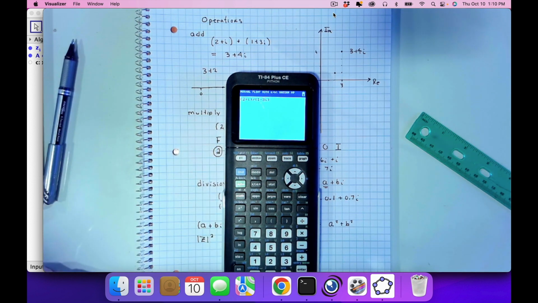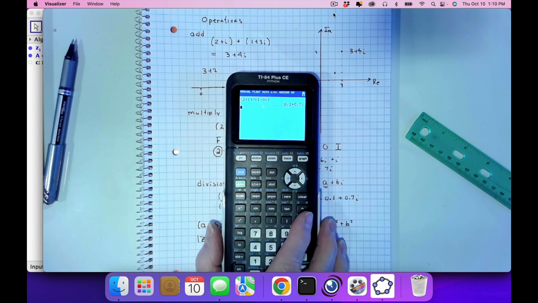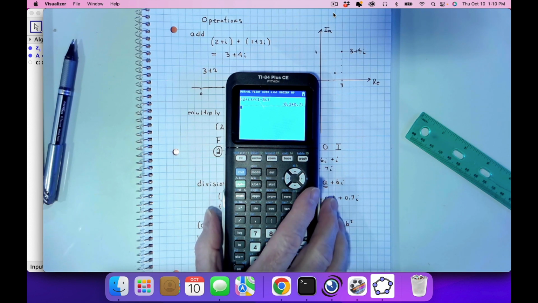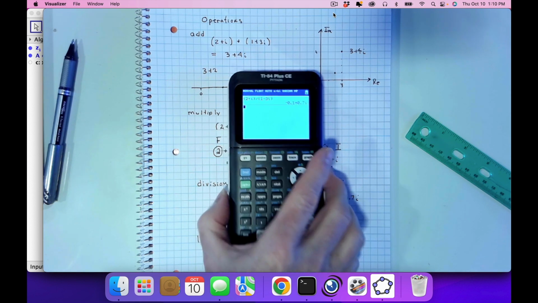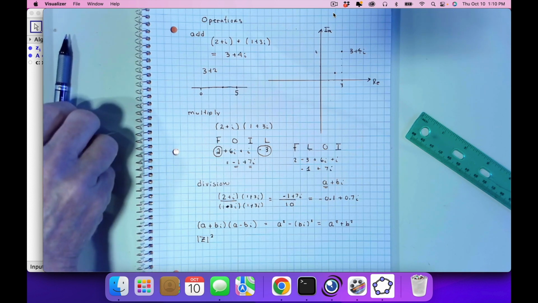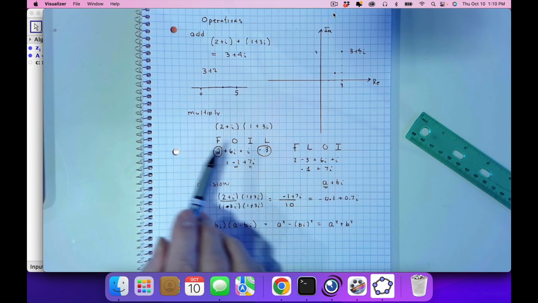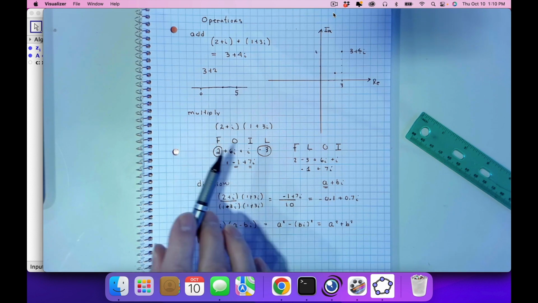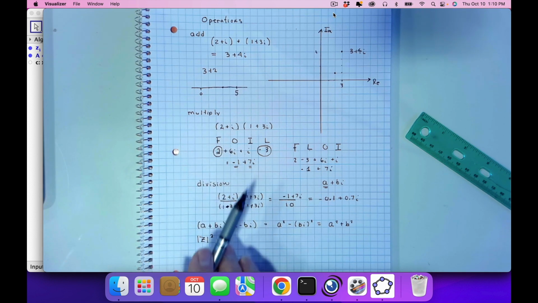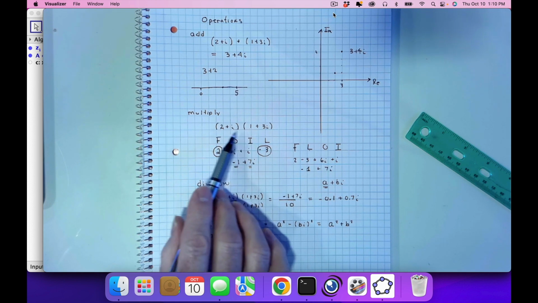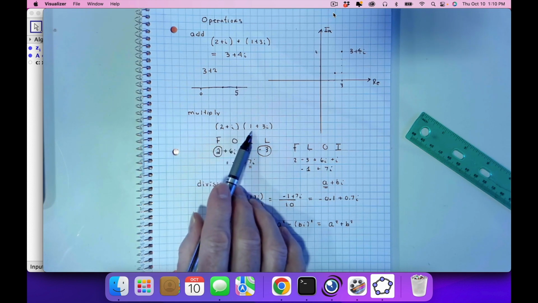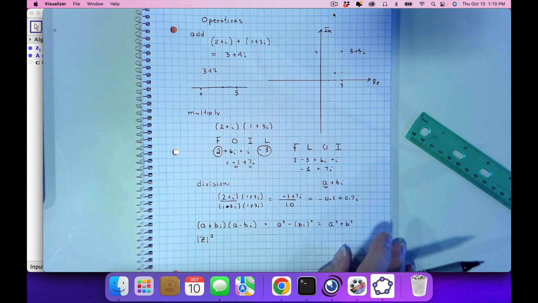There we go, 2 plus i divided by 1 minus 3i. And we get -1/10 plus 7i. Same answer. Okay, so now that's pretty much it with the operations, adding, multiplying complex numbers. But we want to delve into exactly what is going on here when you're multiplying complex numbers.